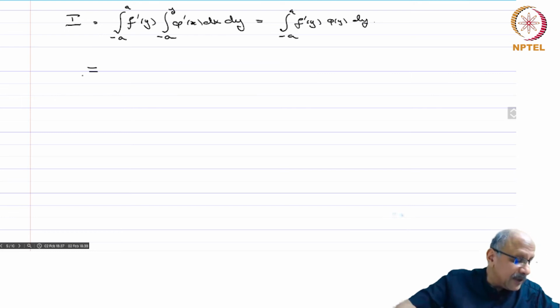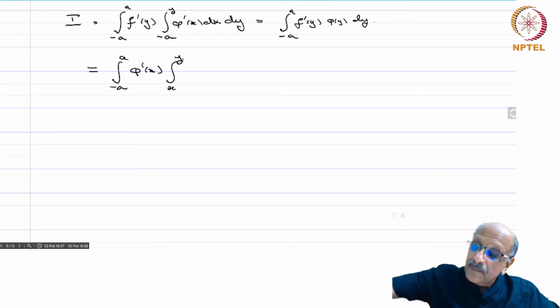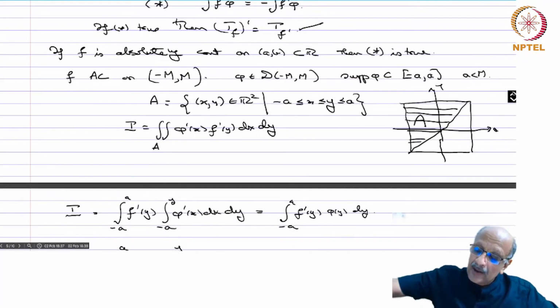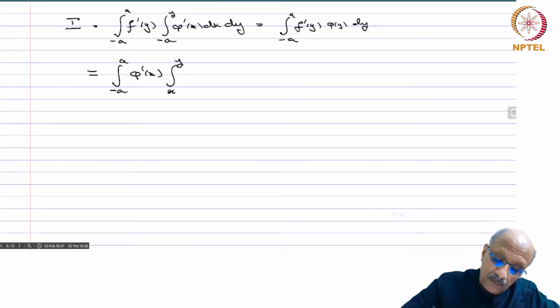On the other hand, this can also be written as the integral from minus a to a of phi dash of x into, now you have to write from x to a. So y will go from x up to a, and x will go from minus a to a. Okay, so this is how they go: x to a of f dash y dy and dx, and that is equal to the integral from minus a to a of phi dash of x.